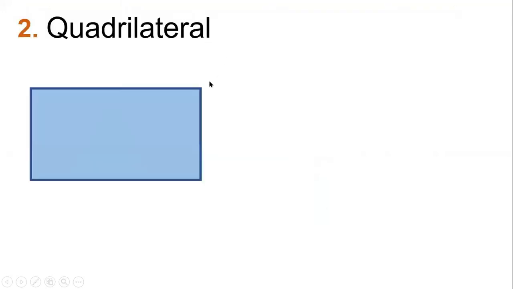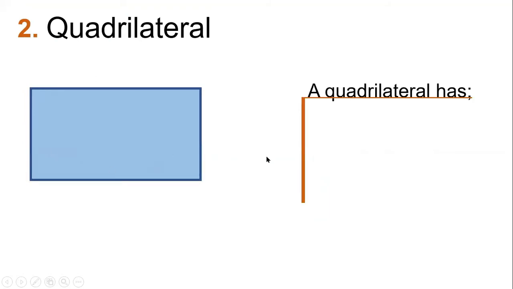We look at number 2. Quadrilateral. This is a quadrilateral. So, a quadrilateral also has got corners. So this is a corner, this is a corner, this is a corner, and this is another corner. So how many corners do we have in a quadrilateral? See, 1, 2, 3, and 4. So a quadrilateral has 4 corners.